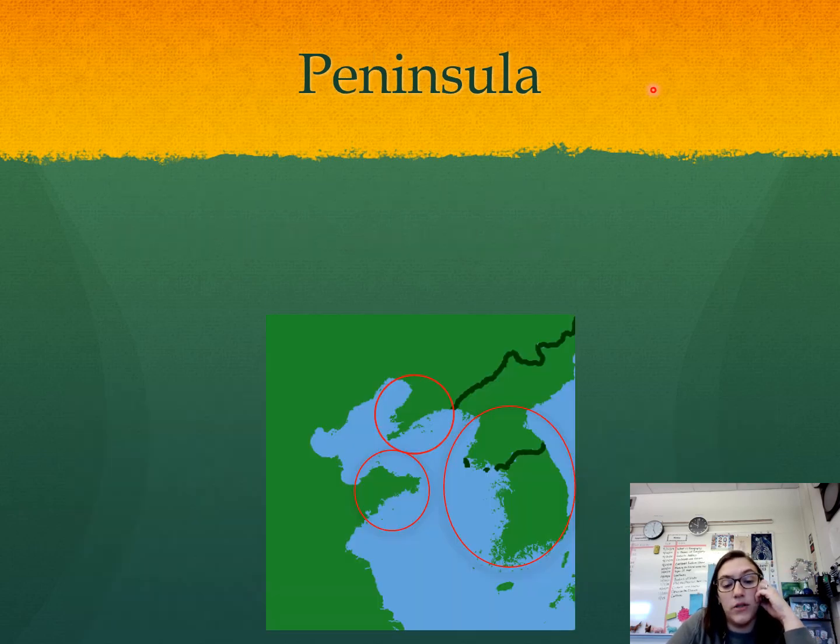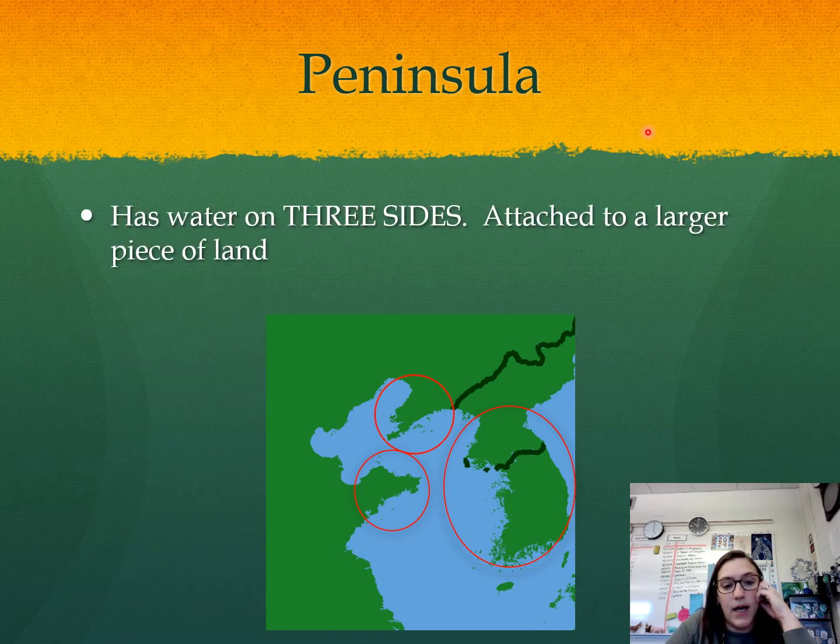Our next feature is called a peninsula. A peninsula has water on 3 sides, and on the 4th side is attached to a larger piece of land. So in our sample picture here, we've got 3 circled peninsulas. So anywhere where you see a kind of thin, skinny piece of land sticking off something bigger on the 4th side with water on 3 sides, the land is a peninsula.